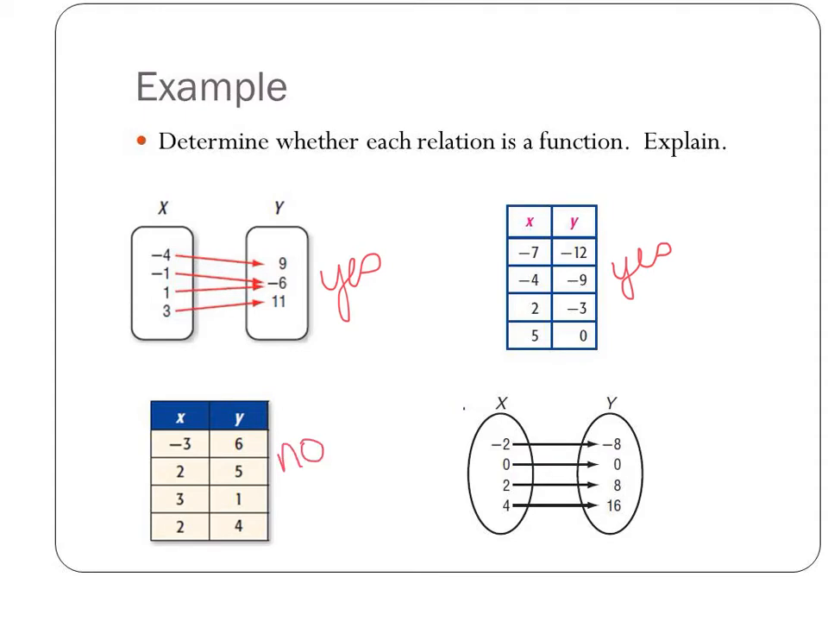Okay. And from our next mapping, does every x map to one y? Yep. Just so you know, a mapping that is not a function would look something like one x mapping to two different y's. You'd have two arrows coming off one x.